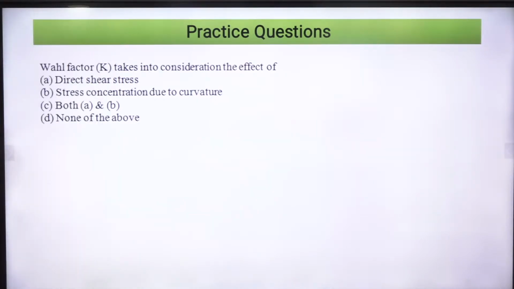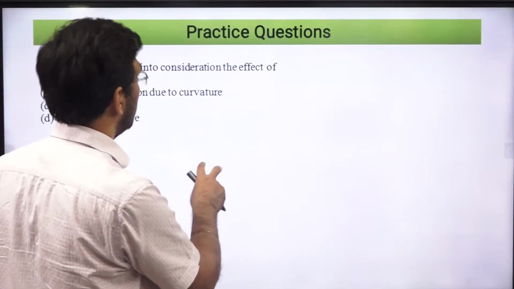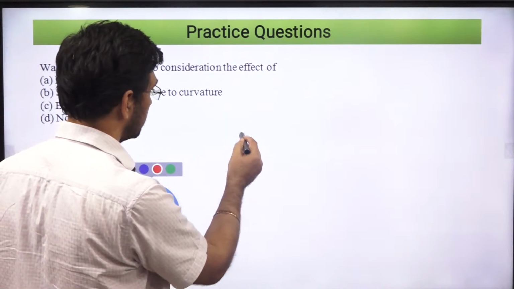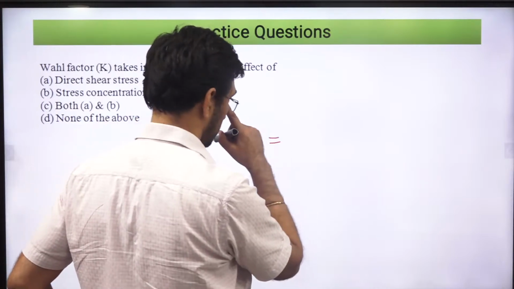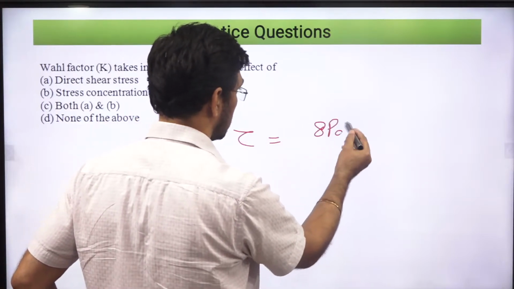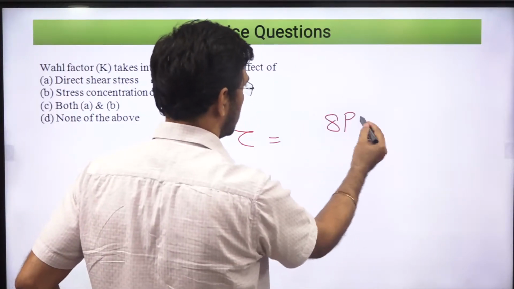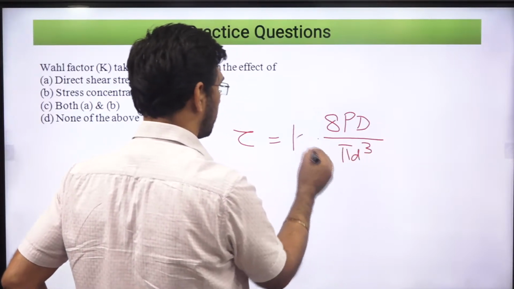Go ahead. Wahl's factor takes into account consideration of the effect of what? I don't remember that formula exactly, but if you see the helical, you can cross check it, but I think this is how I'm recalling.